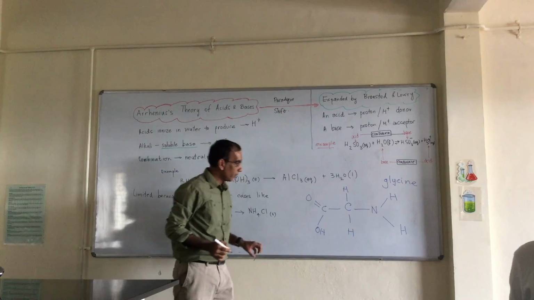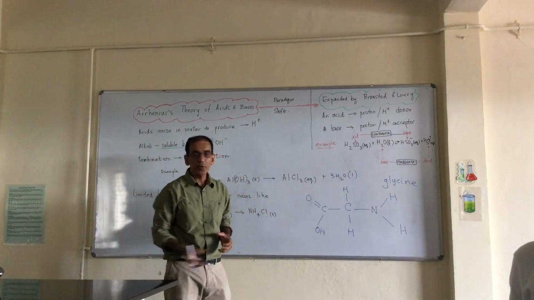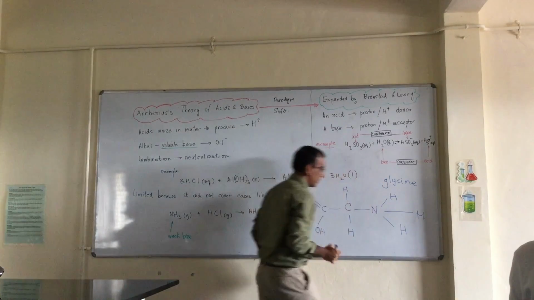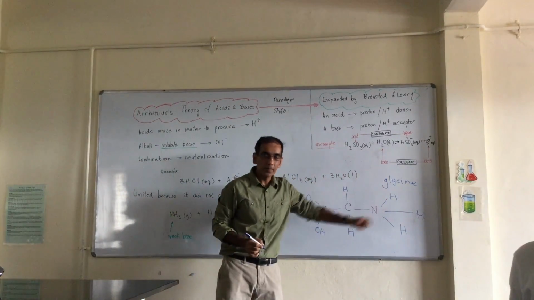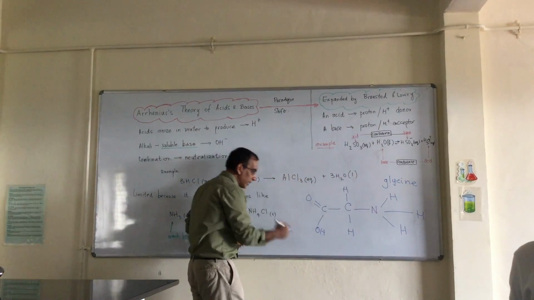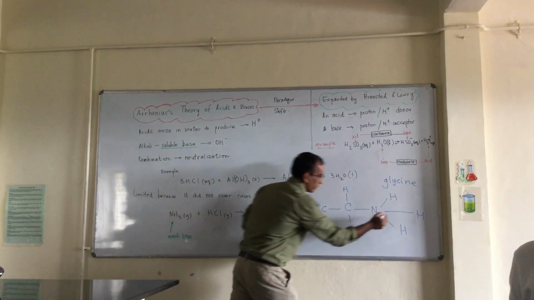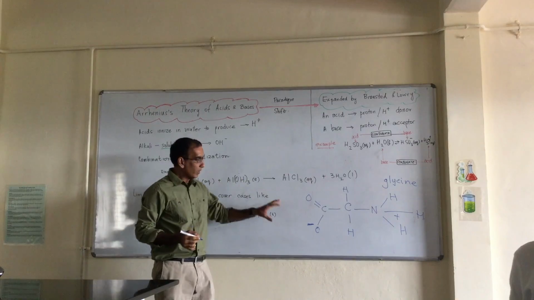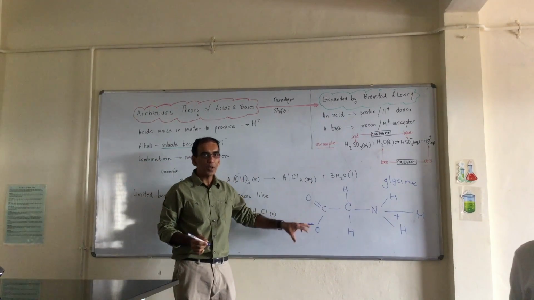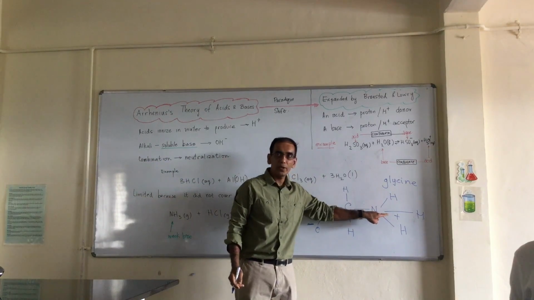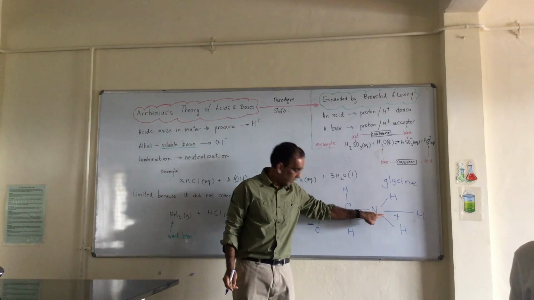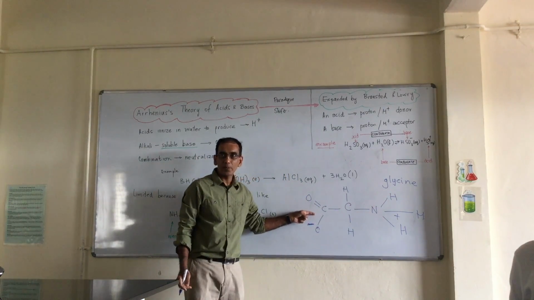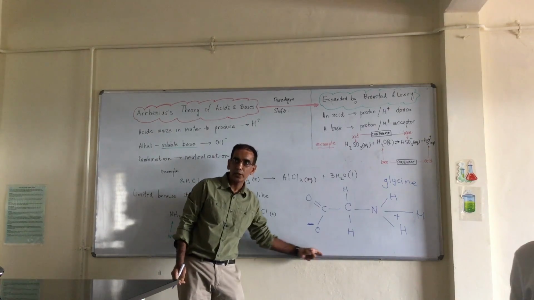This amino acid is capable of receiving a proton, or it's also capable of donating a proton from here. So it's got the properties of a Bronsted-Lowry acid and base. What on this side? Base, because it accepts a proton. And here it's going to behave as a Bronsted-Lowry acid because it's going to donate a proton.